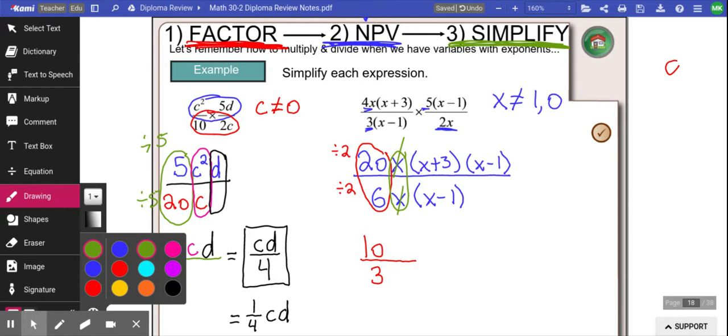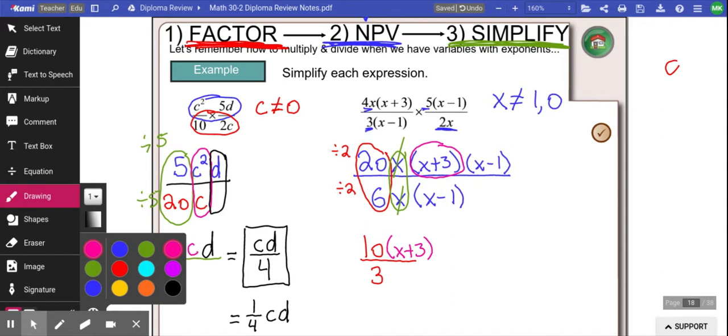On the top, my next thing I have is x plus 3. X plus 3 is a binomial. It can only cancel with other binomials, so other packages. There is no x plus 3 on the bottom, so that means that x plus 3 will remain on the top. It cannot cancel out.